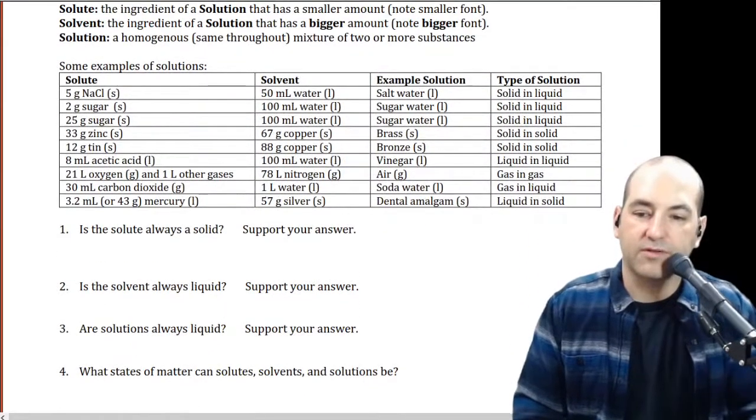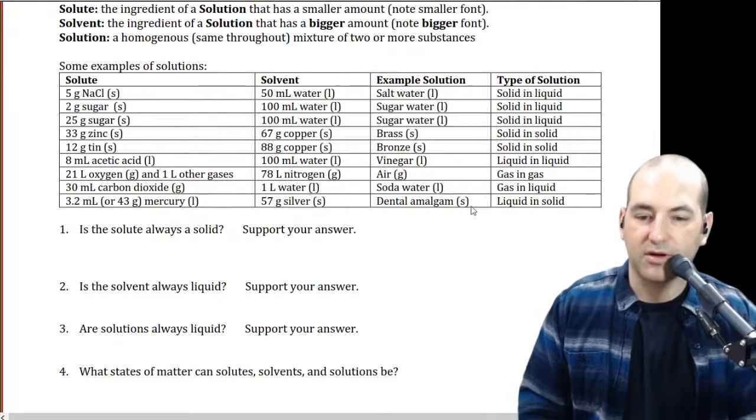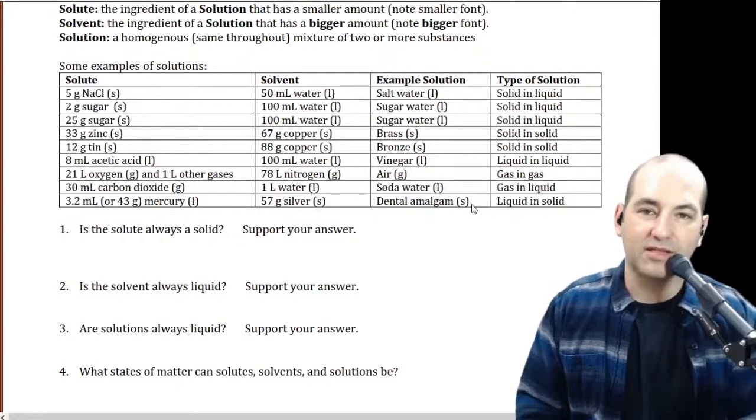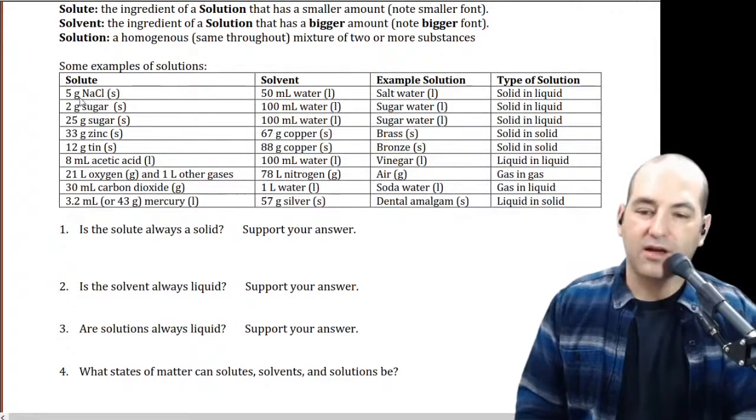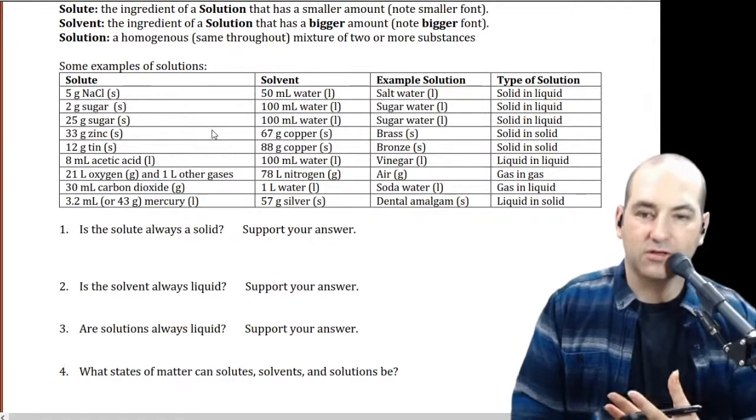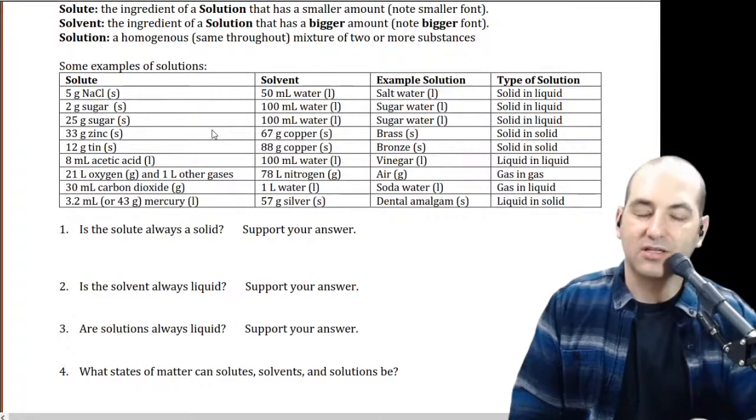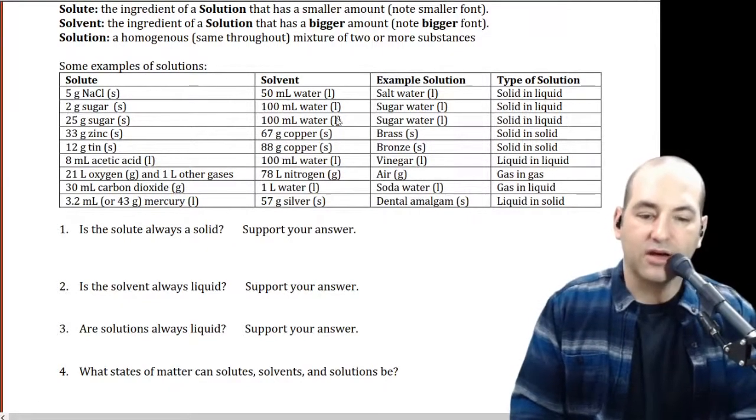So here are all some different types of solutions. Salt water, sugar water, brass, bronze, vinegar, air, soda water, dental amalgam, the silver fillings that they could put in your teeth. Not so commonly anymore, but still happens. So the first couple are what I generally think of when I think of a solution. It's got a solid that's dissolved in a liquid, and water is a really good solvent. So we say the solid dissolved in the liquid makes the solution, and that's solid and liquid.